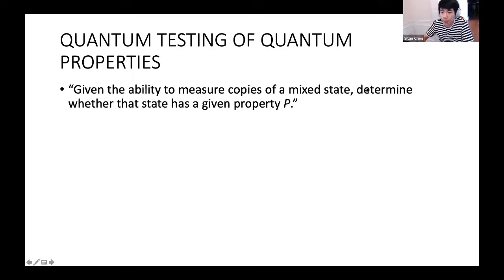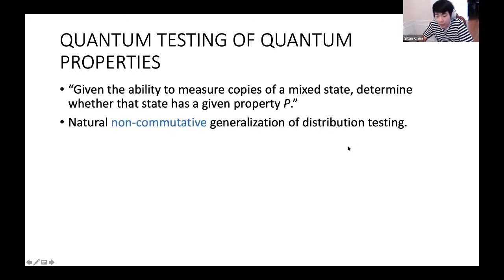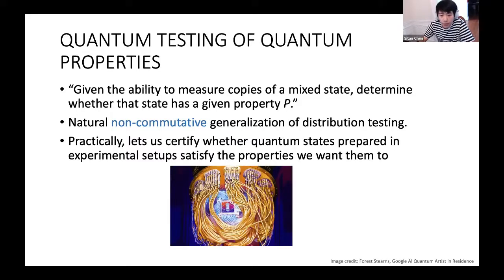Okay, so from a mathematical standpoint, this is an appealing kind of question because it's a natural non-commutative generalization of distribution testing. And from a practical standpoint, it's particularly timely to ask whether we can design efficient algorithms for certifying whether the quantum states that we prepare in experimental setups actually satisfy the properties we want them to.